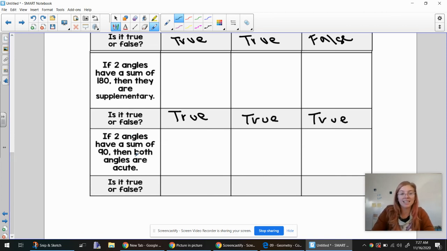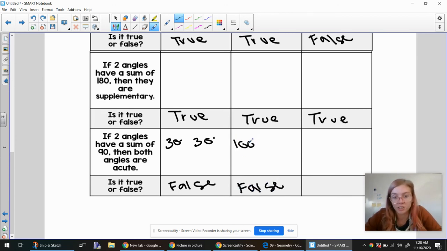If two angles have a sum of 90, then both angles are acute. Let's look at all the different options here. First option, if both angles are acute, then the two angles have a sum of 90. Well, that's definitely false. We could have a 30-degree angle and a 30-degree angle. Those two angles are acute, but they do not have a sum of 90. Next statement, if two angles do not have a sum of 90, then both angles are acute. That's false again. We could have a 100-degree angle and a 100-degree angle. Those angles do not have a sum of 90, but they are also not acute.